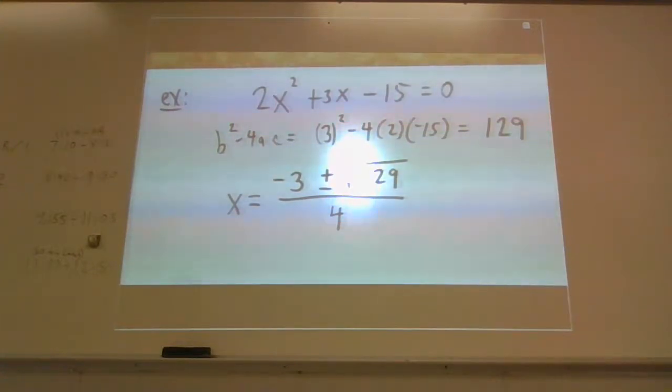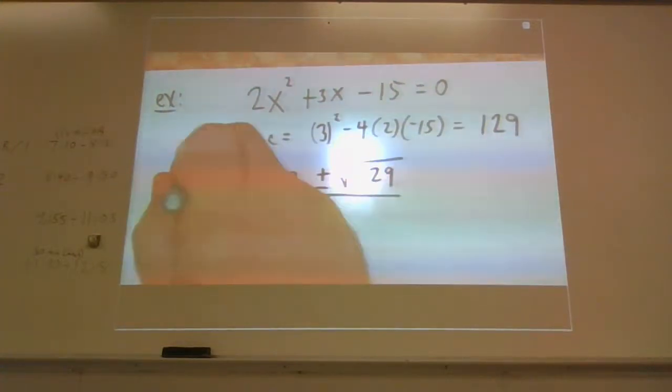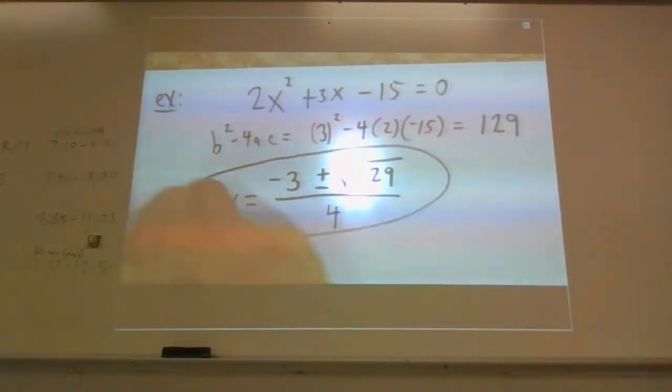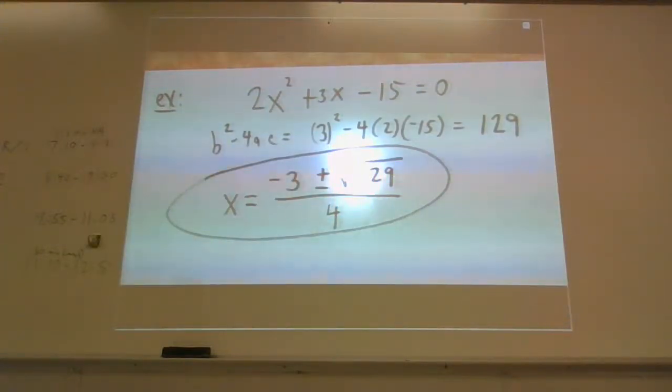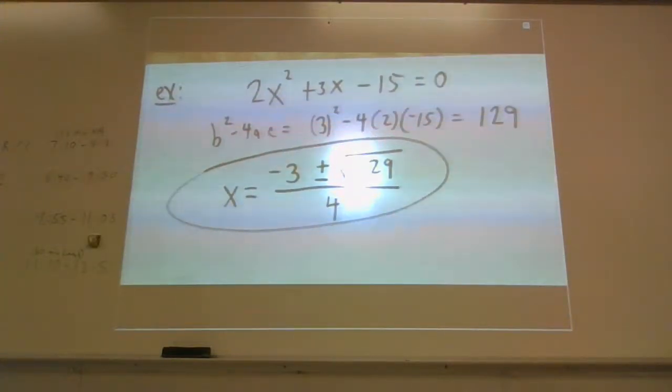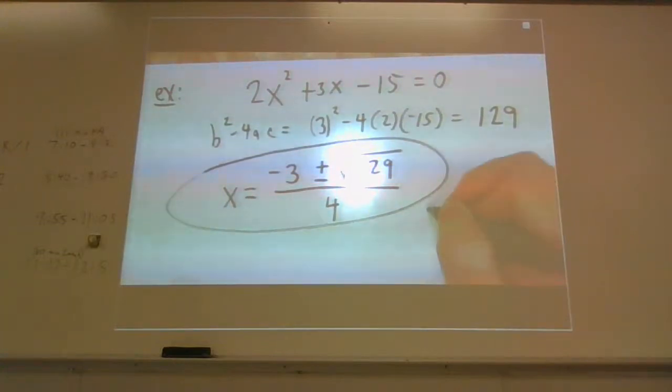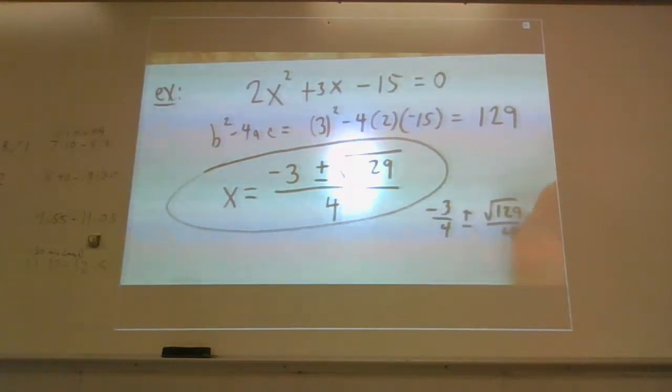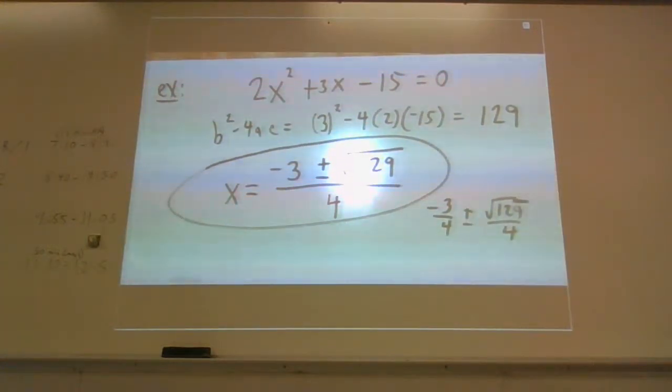You don't. You just circle it. There's another way you could write the answer. You could also go negative 3/4 plus or minus root 129/4. You could also write it like that if you wanted to. Perfectly acceptable.